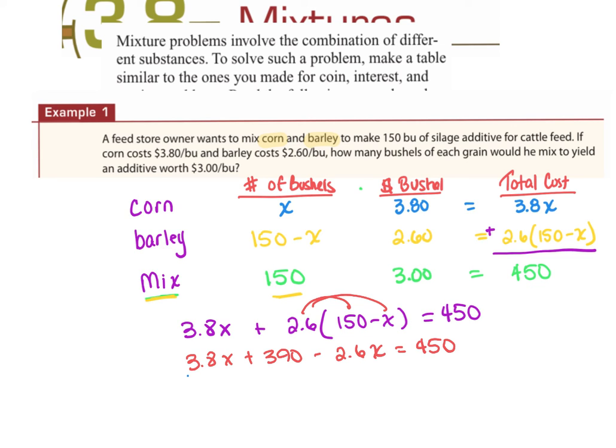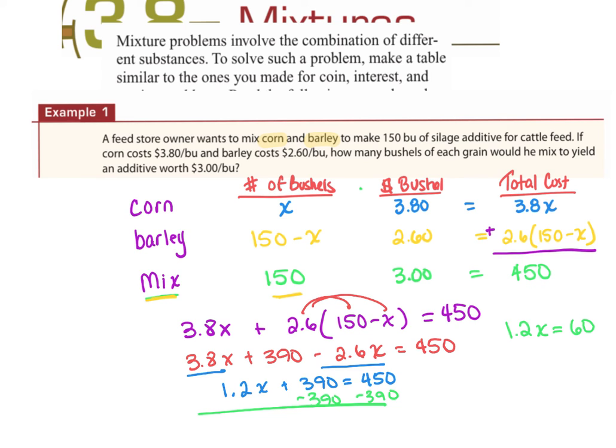All right, so 3.8x and negative 2.6x are like terms. So I'm going to combine those. What is 3.8 minus 2.6? Hopefully 1.2. Yes. Plus 390 equals 450. How do I solve? Subtract 390. So I get 1.2x equals 60. Yes. And then divide by 1.2. 60 divided by 1.2 is 50 bushels.